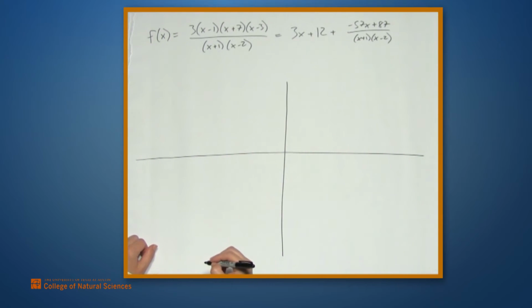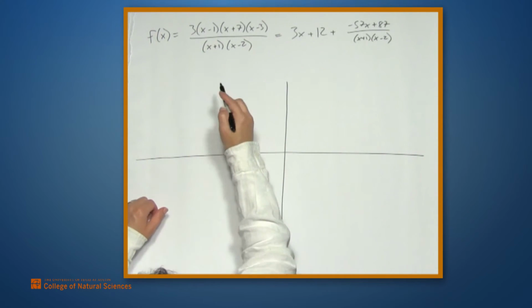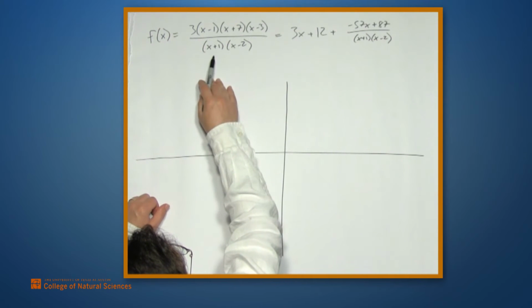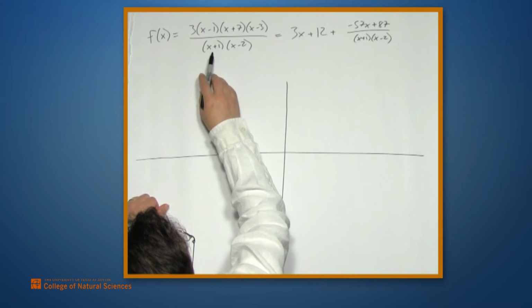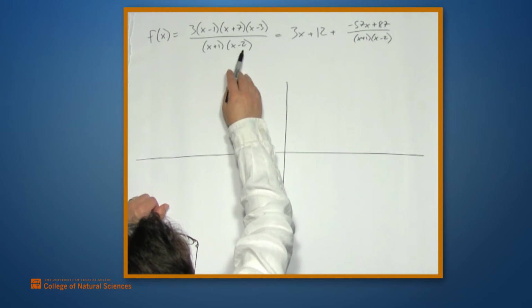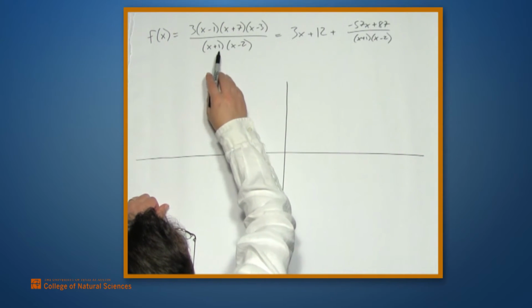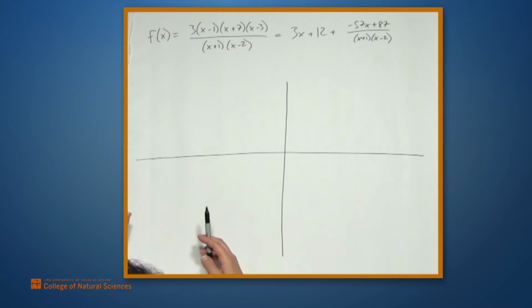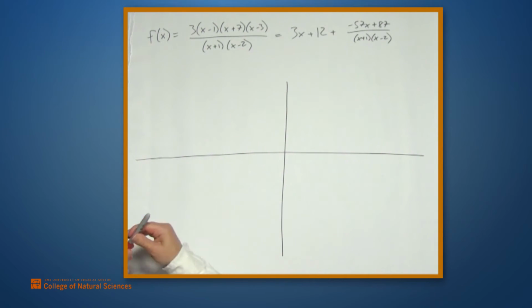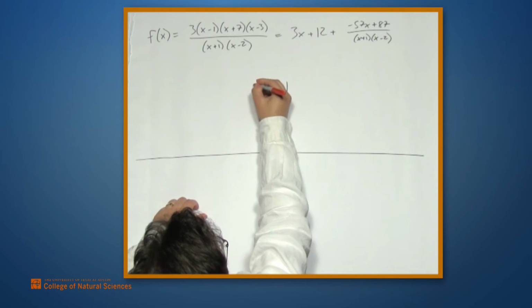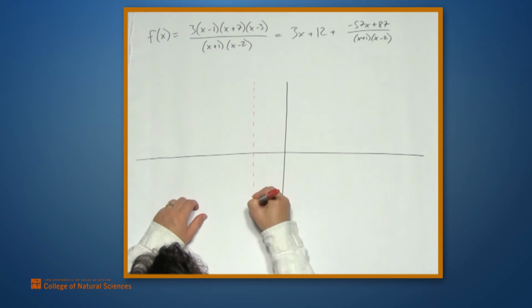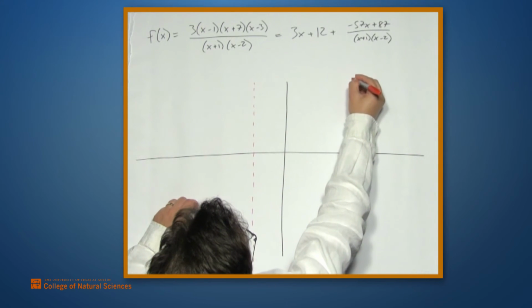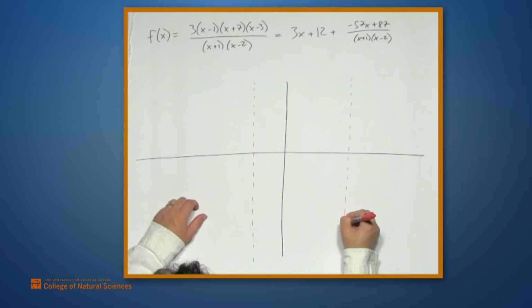Now let's determine where the vertical asymptotes are. We're going to look for where the denominator is 0 and the numerator isn't 0. There's neither an x plus 1 term nor an x minus 2 term in the numerator. So both times when the denominator is 0 will give us vertical asymptotes. So let's put one at negative 1, and we'll put one at positive 2.